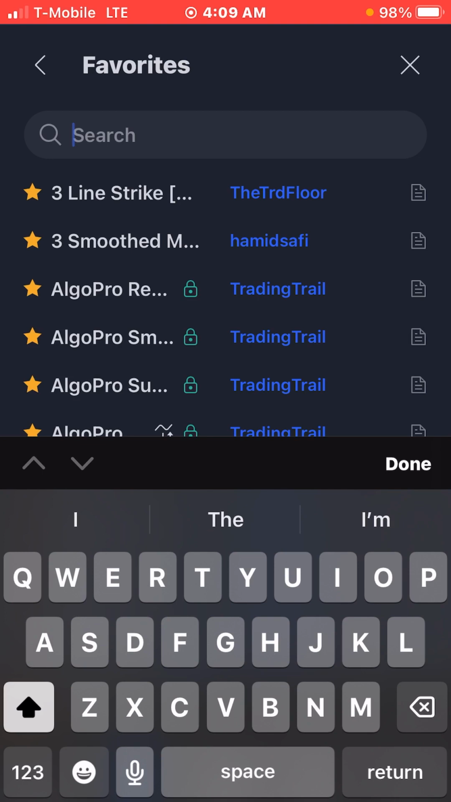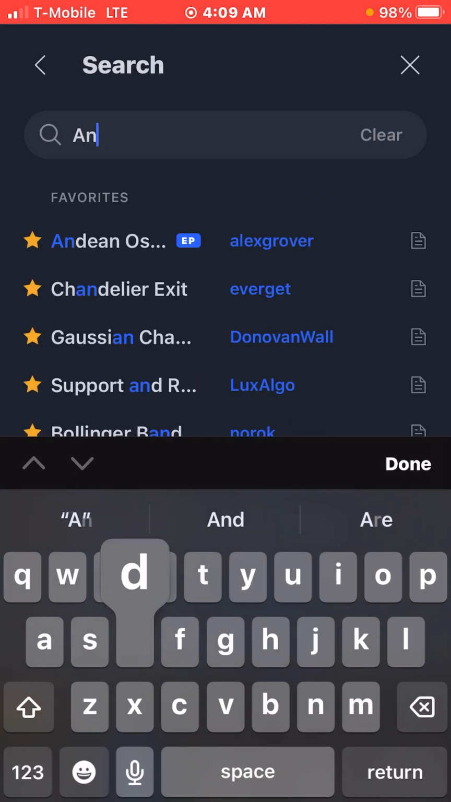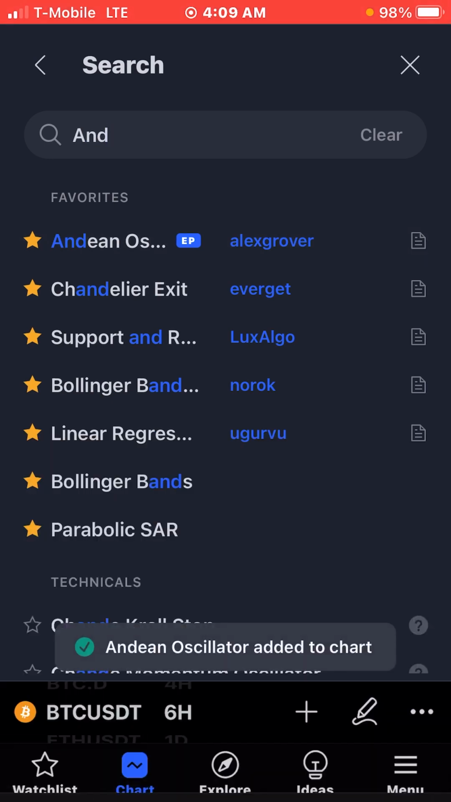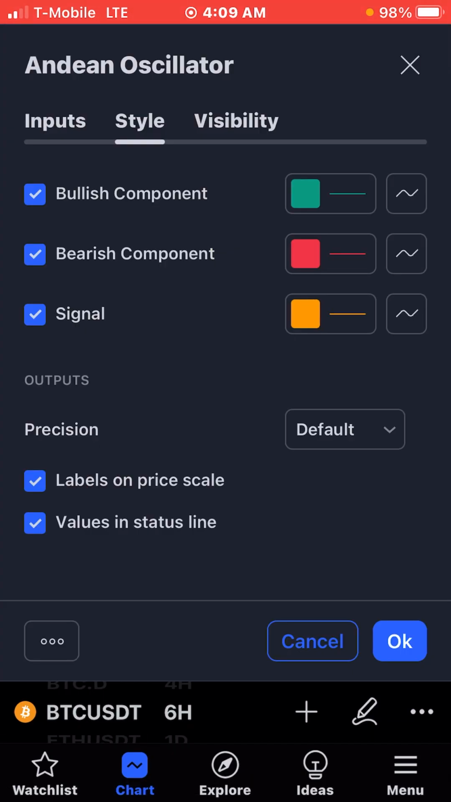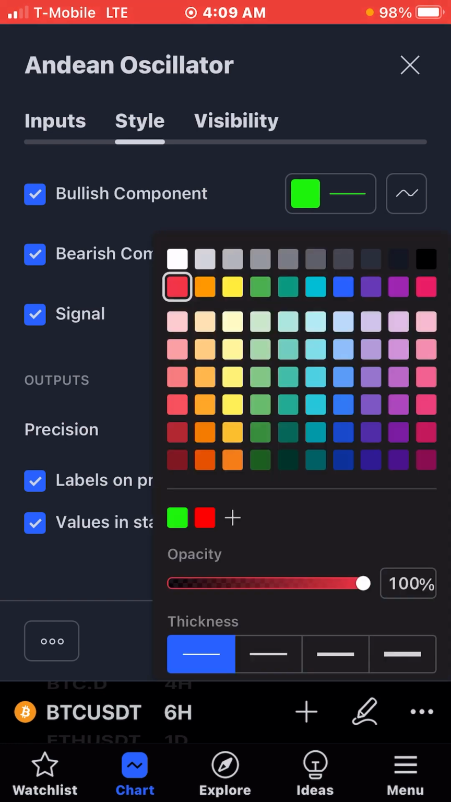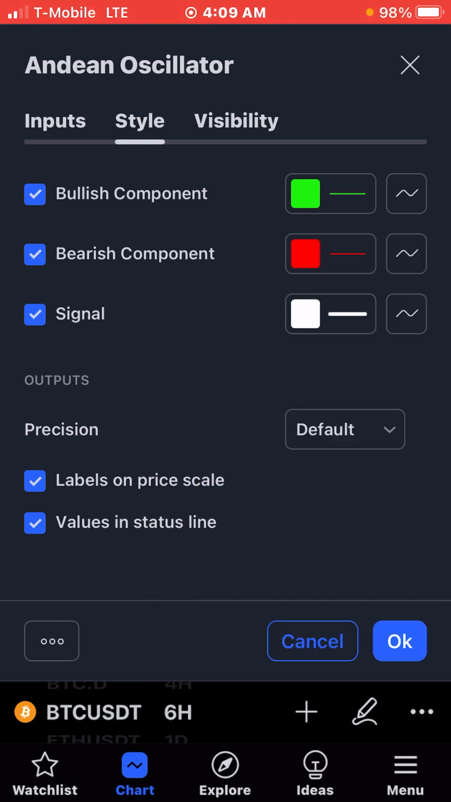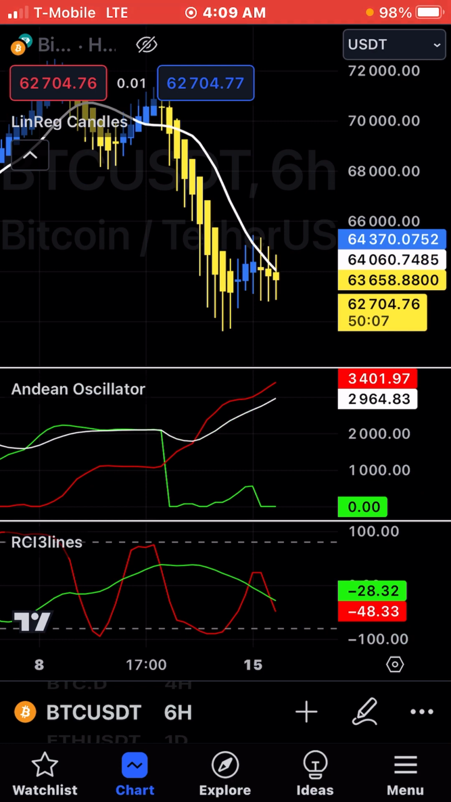You'll search for Andean Oscillator. It's going to look like this, and all I do is change the signal line to white, the bull to a bright green, and the bear to a bright red. And that's how I set up the Andean Oscillator.